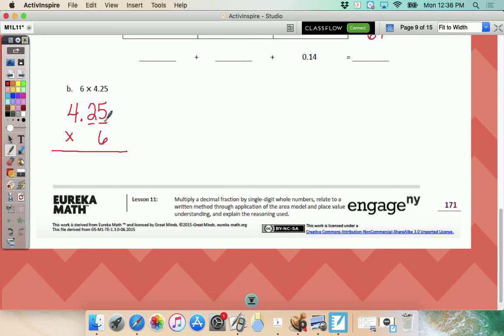Ethan, what is 5 times 6? 30. So which number do I regroup? The 3 or the 0? The 3. Okay? The next one. Payson, what's 2 times 6? 12. Plus 3 more. 15. So which number do I regroup? The 1 or the 5? The 5 goes on top. Oh, okay.